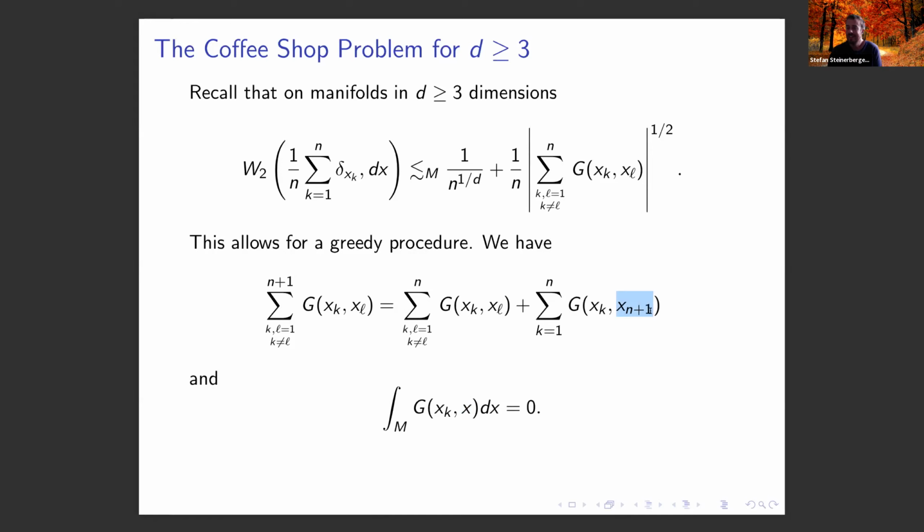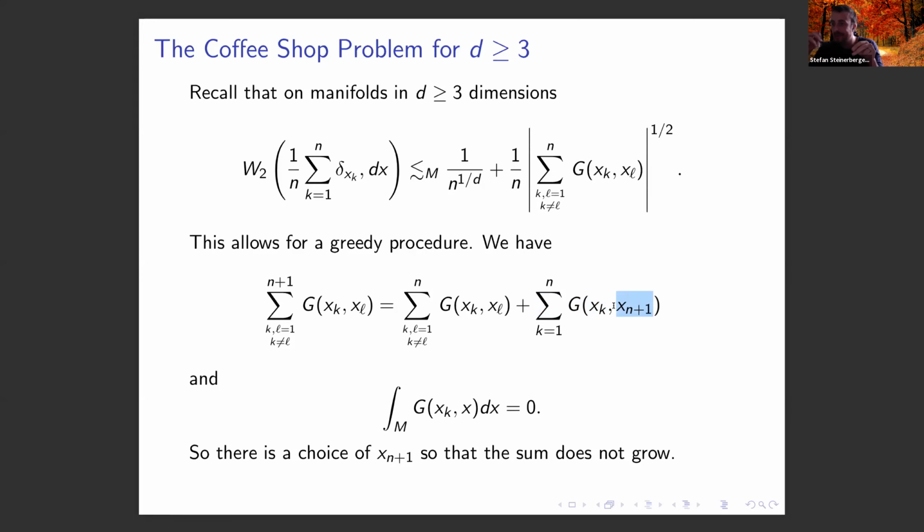So since it's 0 on average, I can always pick the next point in such a way that this quantity goes down. I can make it negative. Maybe not very negative, but it's less than 0. So what you can do is, there's a sort of greedy sequence: given any set that you have on a manifold, you look at what this object is, and you find a point x_{n+1} that makes this as small as possible.